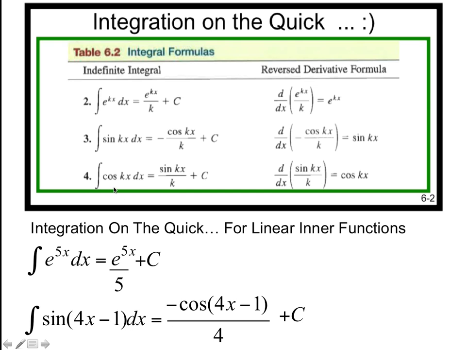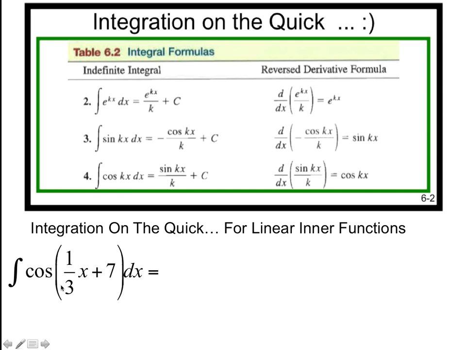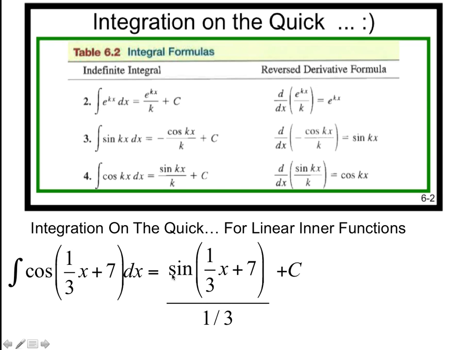Let's try an example for this last one. The antiderivative of cosine of 1/3 x plus 7. So we're going to say that's sine of 1/3 x plus 7 divided by 1/3. So it's do the antiderivative of 1/3 x plus 7 divided by the derivative, which is 1/3. Dividing by 1/3 is the same as multiplying by the reciprocal, so that's the same as multiplying by 3. And then putting your plus c. So that's what I call integration on the quick. It's a side step or a substitute for a long and drawn out u sub.